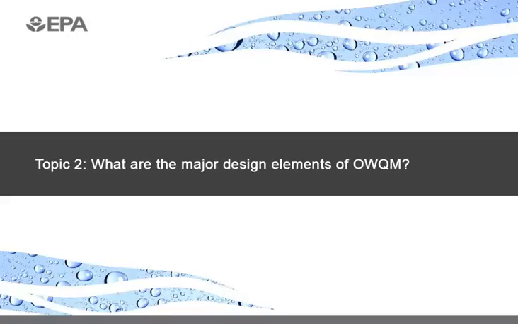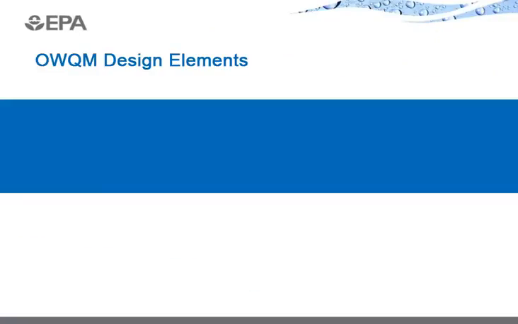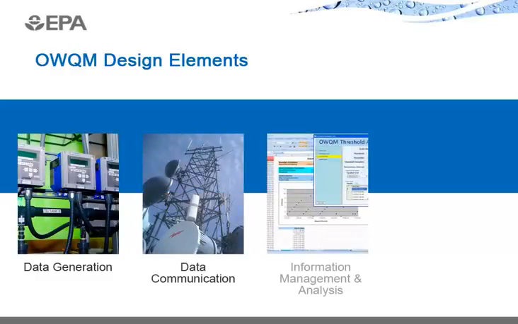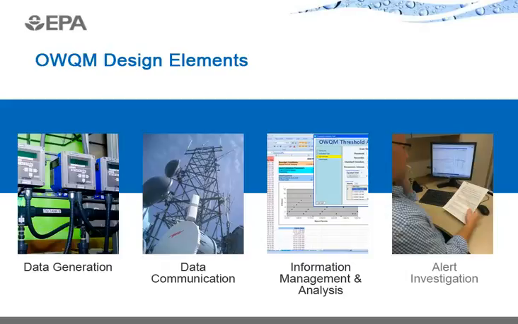Now let's discuss the major design elements of OWQM. OWQM is composed of 4 design elements: data generation, data communication, information management and analysis, and alert investigation. While OWQM designs may vary, an effective component requires all 4 design elements. We'll discuss each design element in greater detail in the upcoming screens.